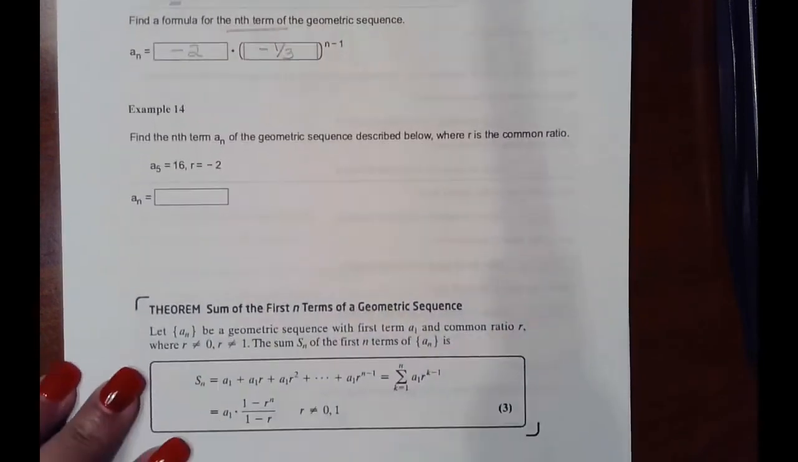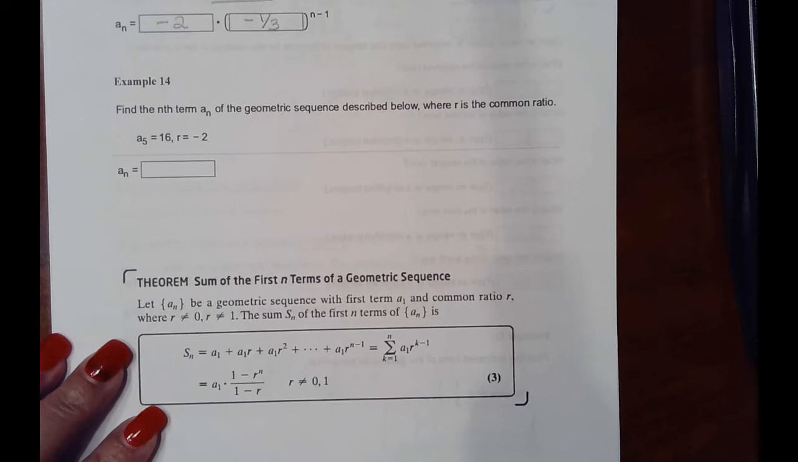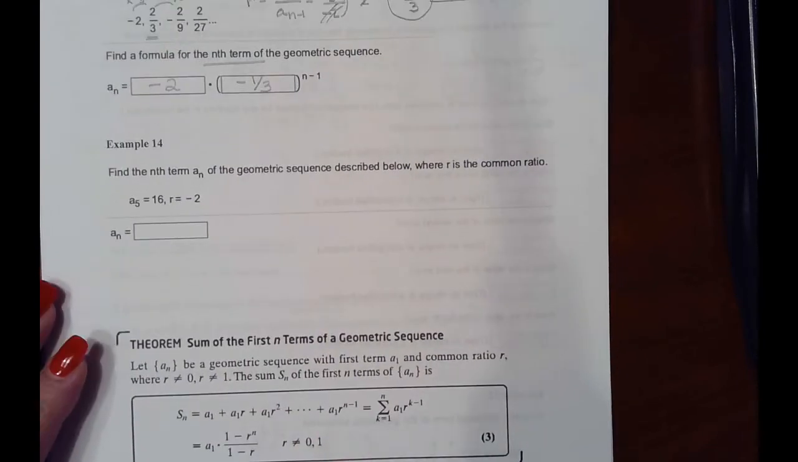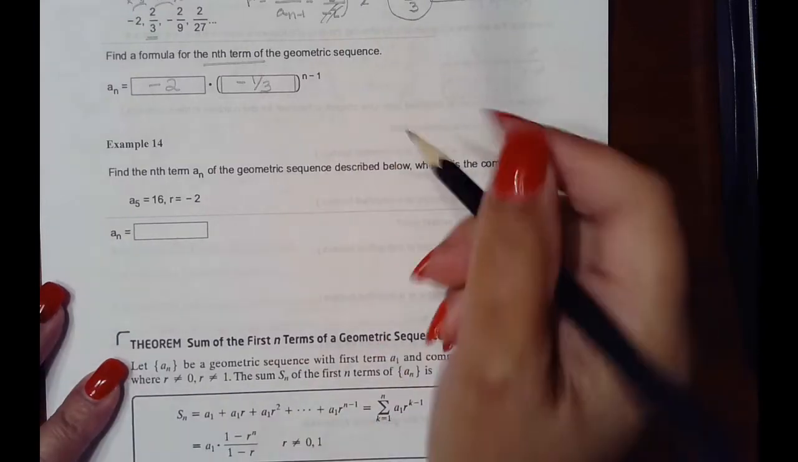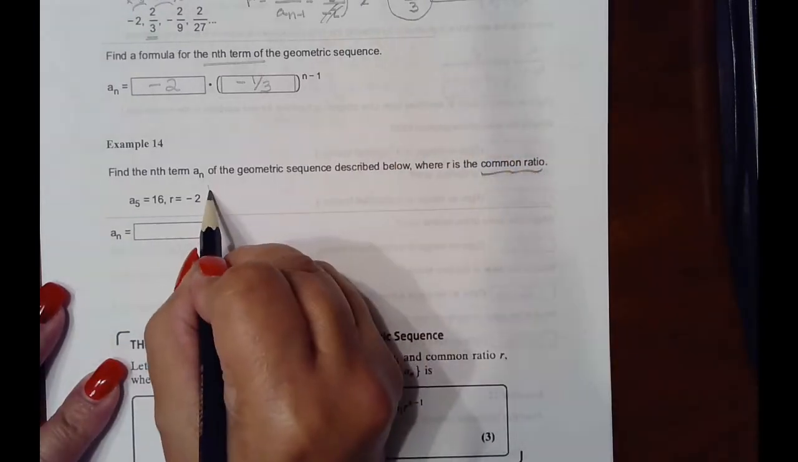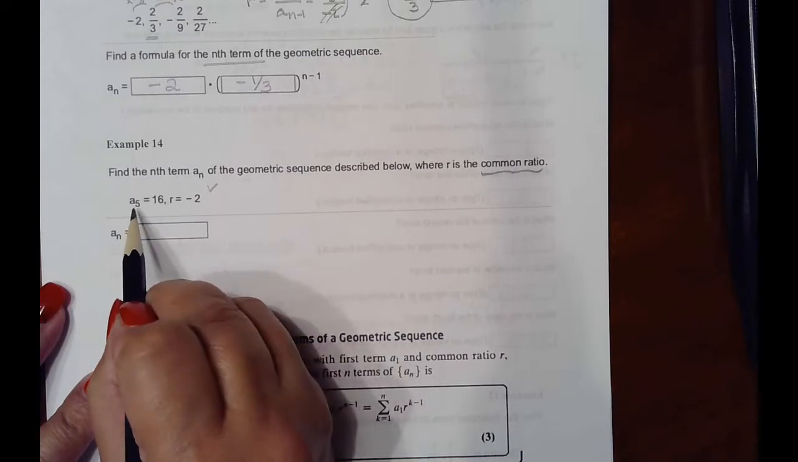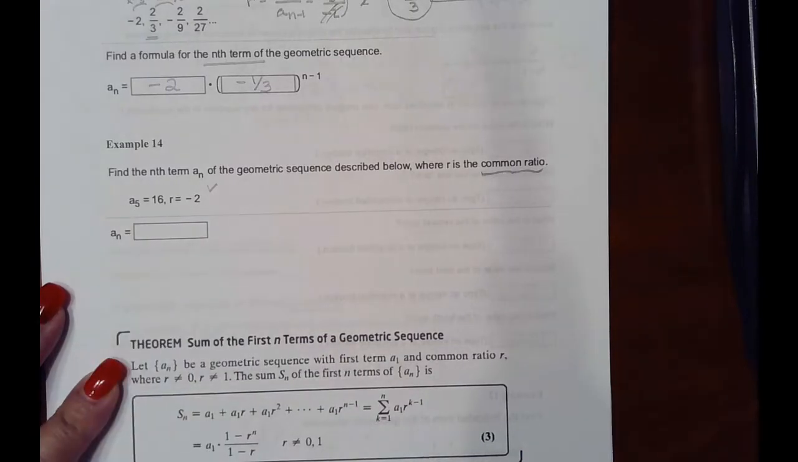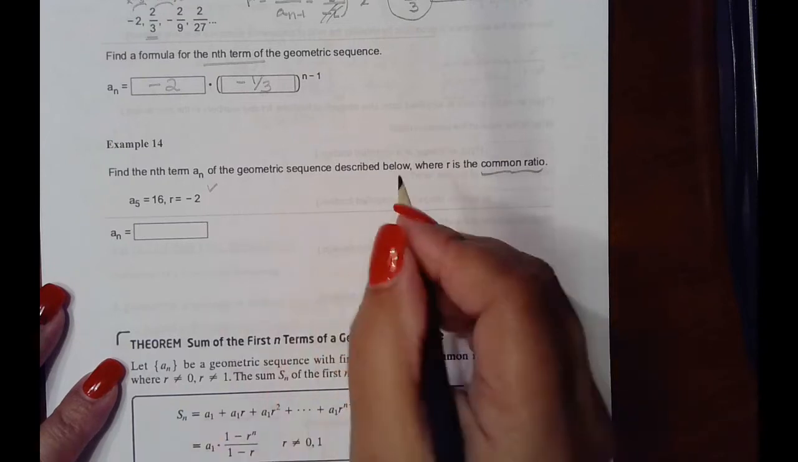Example 14, find the nth term of a geometric sequence described below, where R is the common ratio. And they've already given you the common ratio right here, and they've already given you the 5th term. Okay, so you're missing some specific things that you need, such as the first term, but we can work it backwards to find the first term.